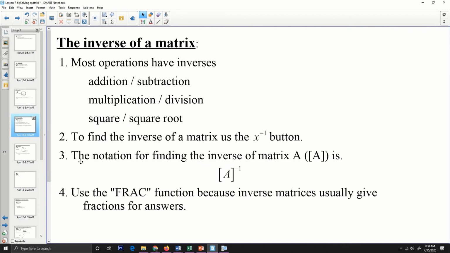All right. So the notation for finding the inverse of matrix A is to put your capital letter with the brackets around it, and then put that -1 as a superscript there. And whenever you are asked to find the inverse, you're probably going to want to use the fraction function, because inverse matrices usually have fractions for their answers, especially if you have whole numbers.